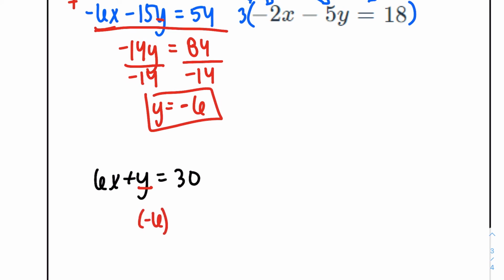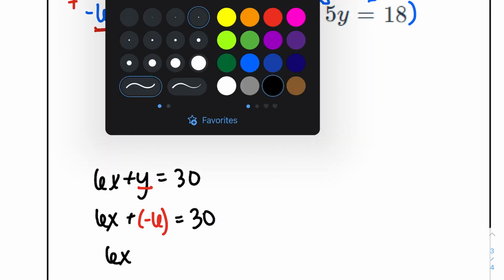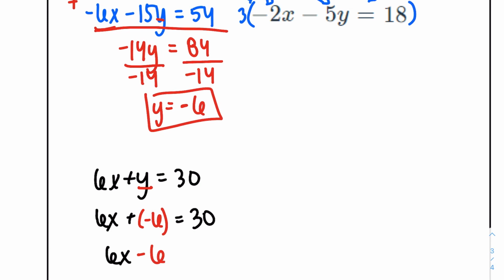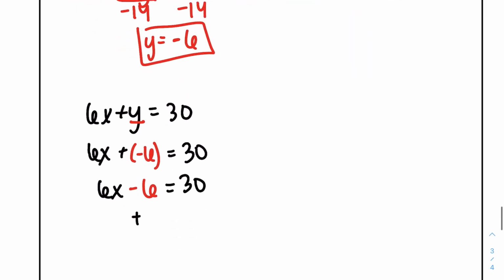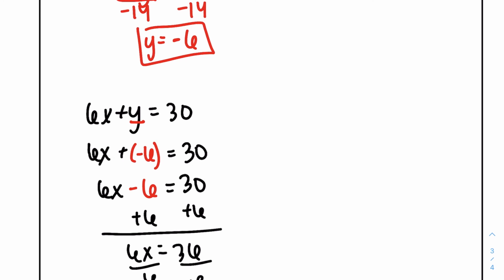Once we replace, this turns into 6x minus 6 equals 30. Plus 6 on both sides. 6x is equal to 36. Divide by 6. x is equal to 6. So this point here is at 6, negative 6.